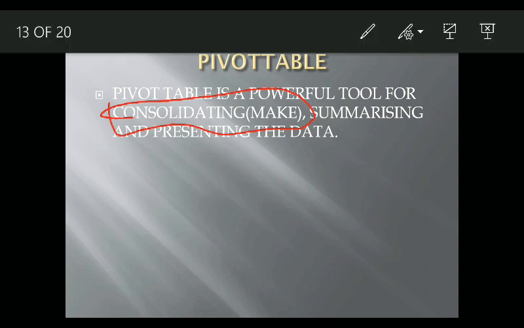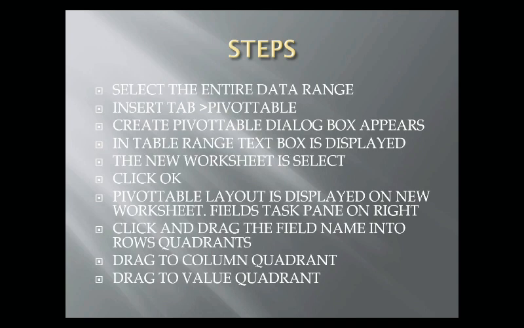Let us move forward and see the steps. What are the steps that can help us analyze data with a pivot table? See the steps, class. Select the entire data range. Go to the Insert tab and select Pivot Table. The Create Pivot Table dialog box appears. In Table Range, the select text box is displayed. The new worksheet is selected. Click OK.